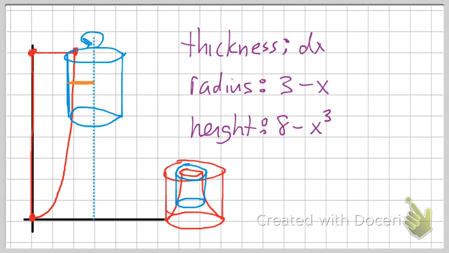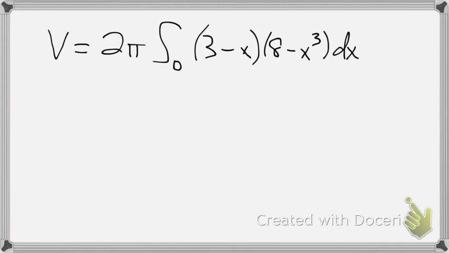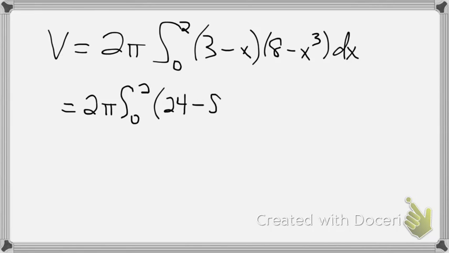My limits of integration, they got to be x values, right? So it's going to go from 0 to 2. Now we definitely can't integrate that, so what do I have to do? FOIL it out. So we got 2 pi, integral 0 to 2. That'll be 24 minus 8x minus 3x cubed plus x to the 4th dx. How'd I FOIL? Like a champ? Well, good.